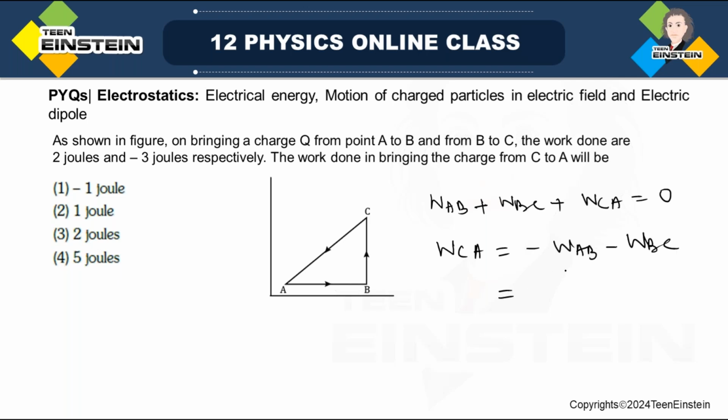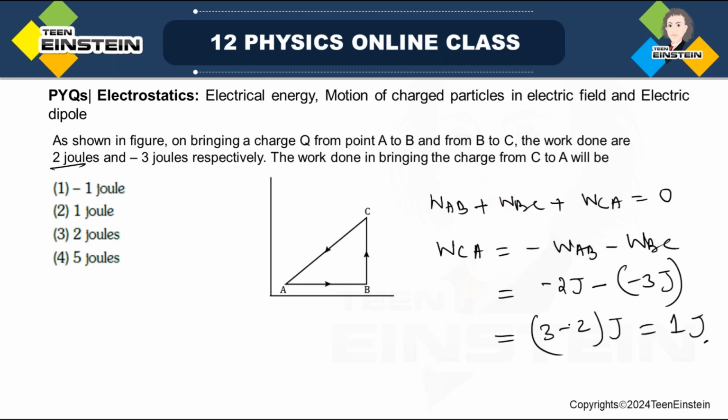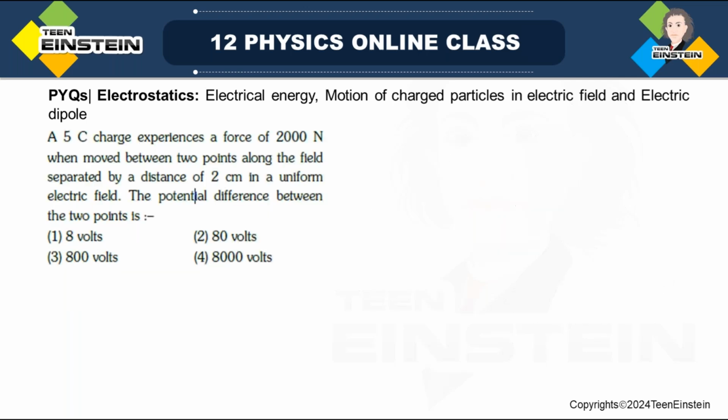Now what is WAB? That is given as this one, 2 joule. So minus of 2 joule minus of minus 3 joule here. That means 3 minus 2 joule, or this is 1 joule. Okay, with a positive sign obviously. So the option 2 will be the correct answer for this question. Okay, so let us go to the next problem.